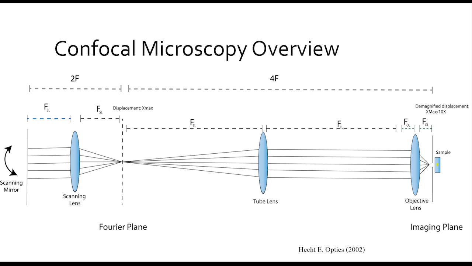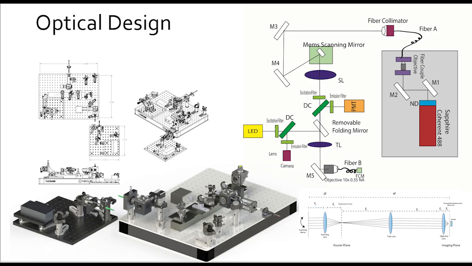We also have to address aberrations in our system. So looking at our optical design on our breadboard, the breadboard is used to stabilize any vibrations that might disrupt the system. Starting at the bottom right, we see the Sapphire Coherent 488. That is our laser. That's 488 nanometers. That is put through two mirrors, which help to fiber couple our light.